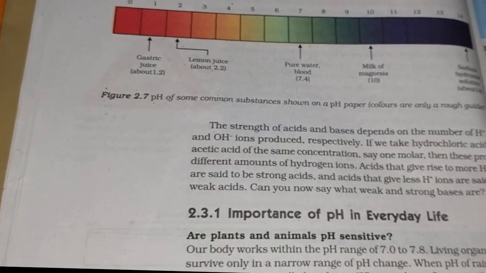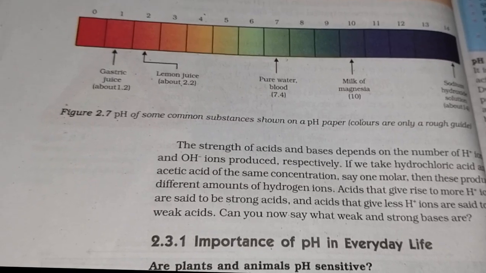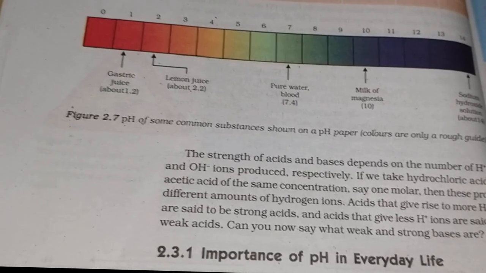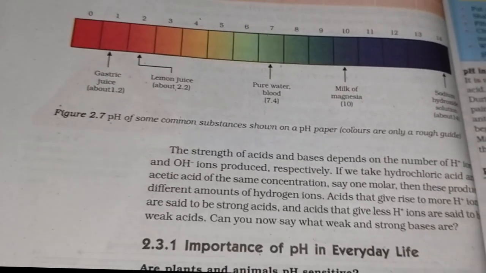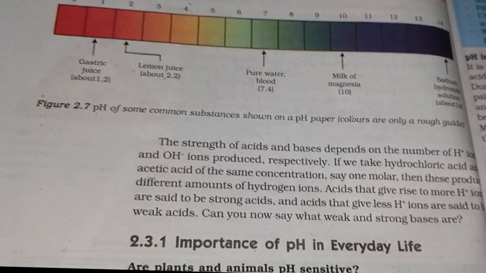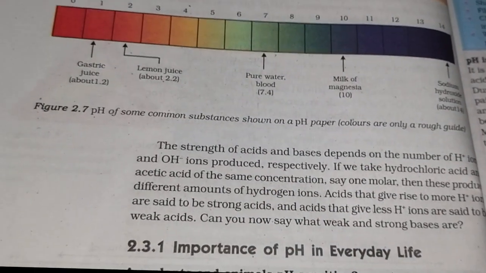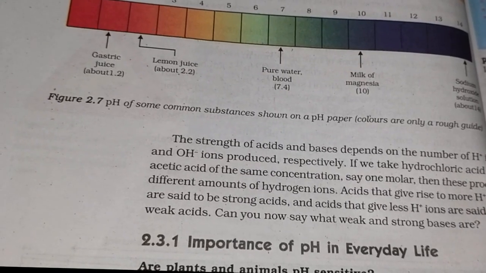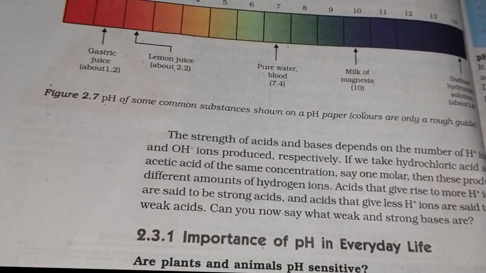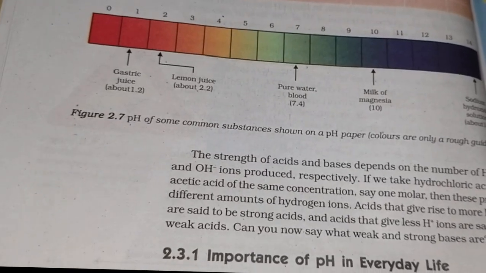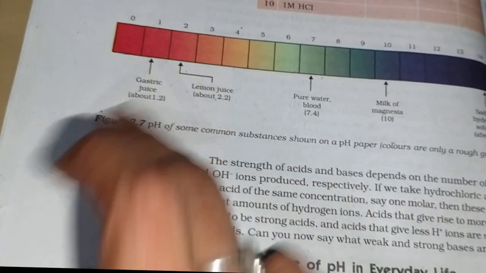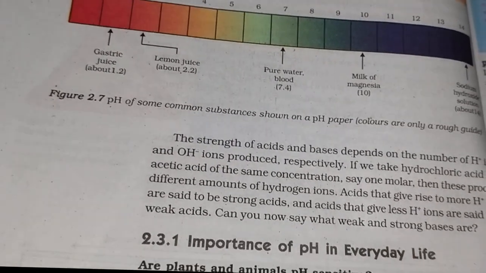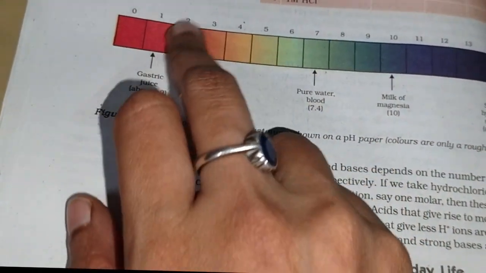The strength of acids and bases depends on the number of H plus or OH minus ions. If we take two acids, hydrochloric acid and acetic acid, which is strong and which is weak? How can you find it? We take the same concentration, say 1 molar. Then they produce different amounts of hydrogen ions. Hydrochloric acid will produce more H plus ions. That's why it is a strong acid and its pH value will be low. Whereas acetic acid produces fewer H plus ions, so it is a weak acid. It will be in the middle of this range.